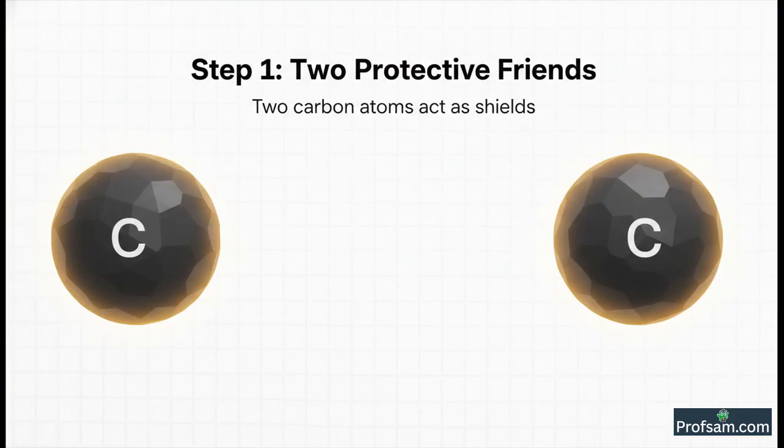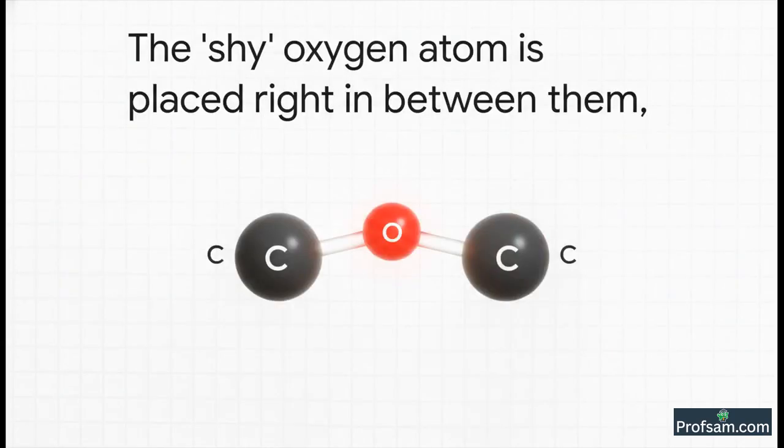Okay, now let's actually build this mental picture in our minds, step by step. First, imagine the two carbon atoms. These are our protective friends. Next, we take our shy oxygen atom and place it right in the middle, sandwiched between these two carbons. See? This is what forms that characteristic C-O-C bridge. The oxygen is now locked in place.